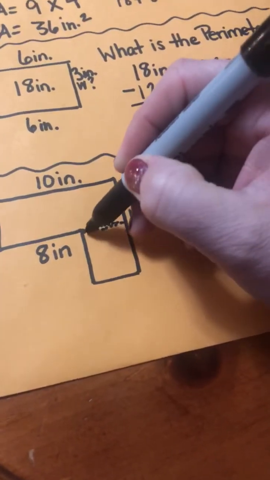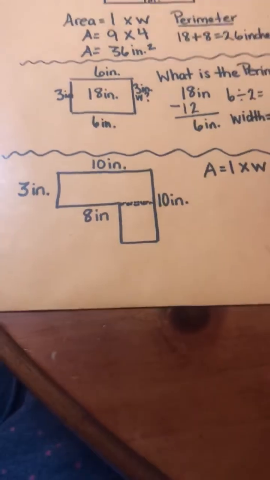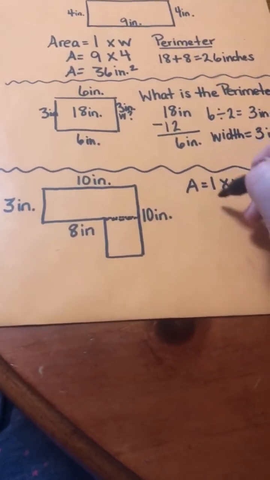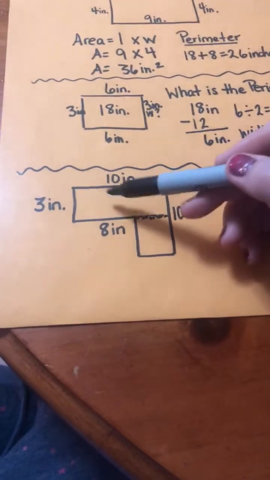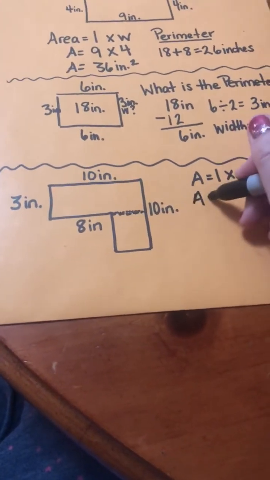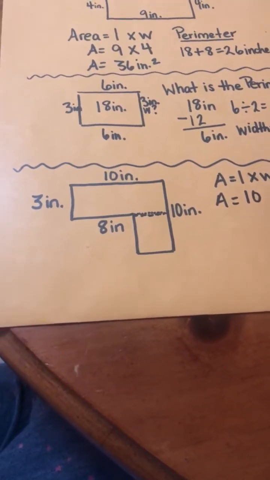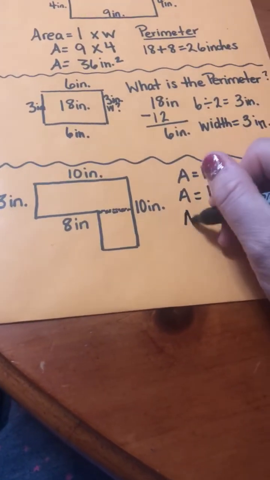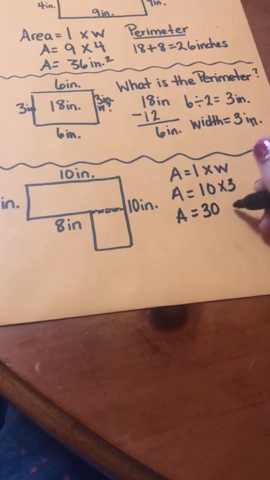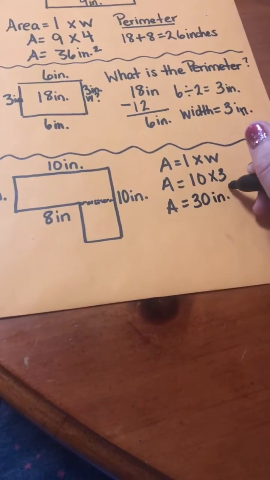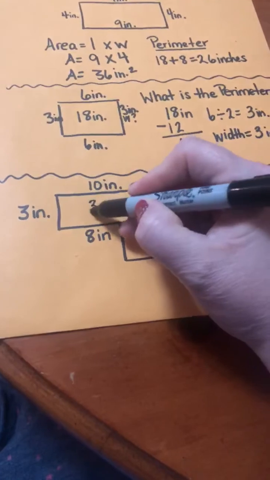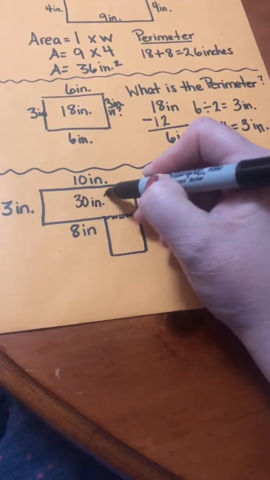Sorry, y'all. If we break this into two separate pieces, then we can find the area of each and then just combine them. Okay, so area equals length times width. We're going to do this one first. Area equals 10 for the length times 3. Area equals 30 inches squared. So this one is 30 inches squared.